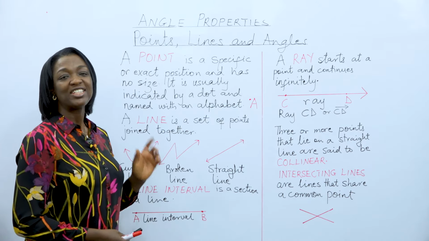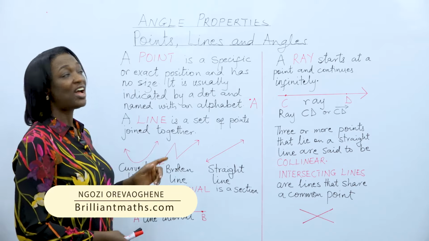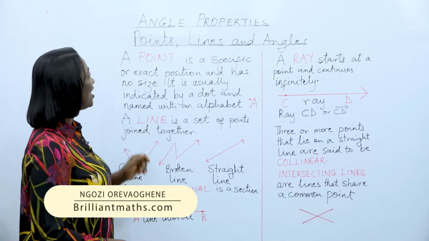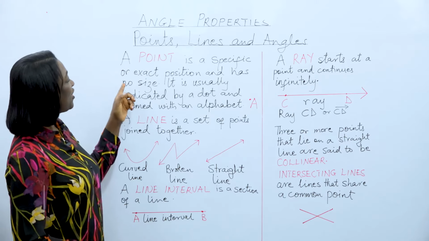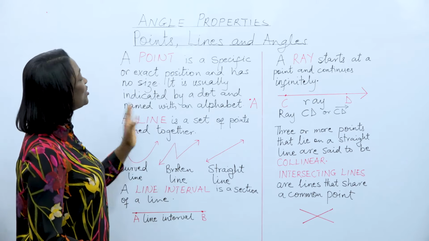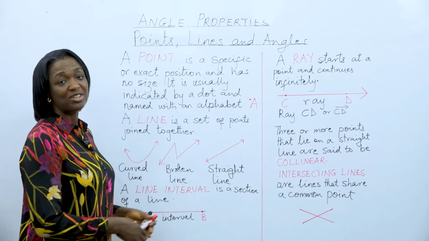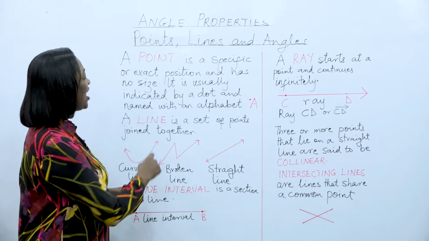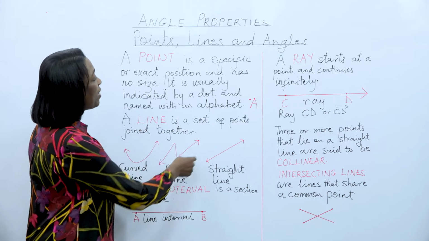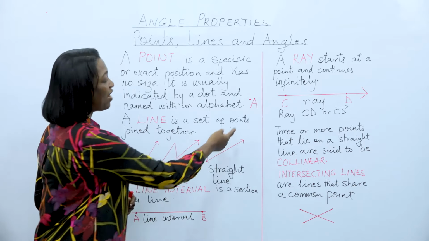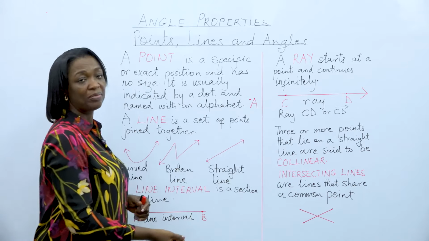Today we want to look at angle properties, and we'll start with points, lines, and angles. A point is a specific or exact position and has no size. That means it does not have any length, it does not have any thickness or width. It is usually indicated by a dot, and it is named with an alphabet. So we have point A.